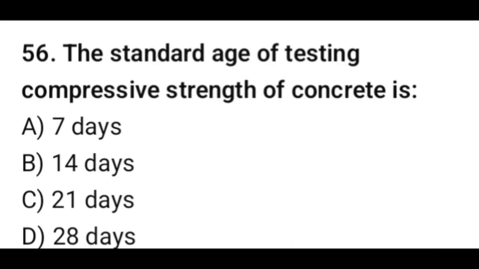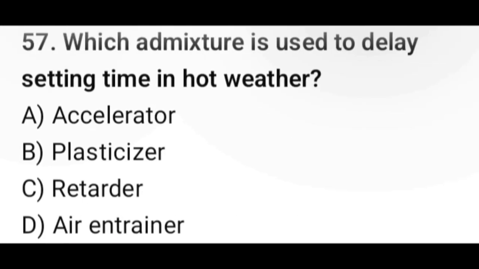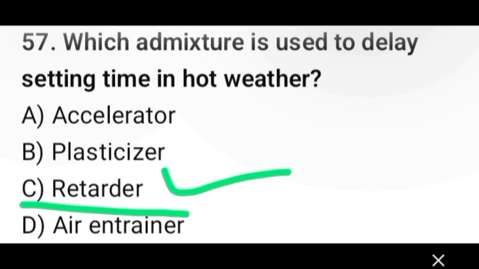28 days. Next question. Which admixture is used to delay setting time in hot weather? Option A is accelerator, option B is plasticizer, option C is retarder, option D is air entrainer. So the right answer is option C, retarder is the right answer.